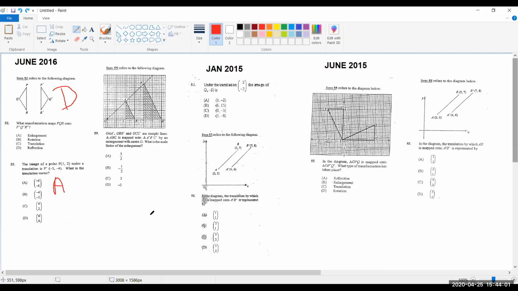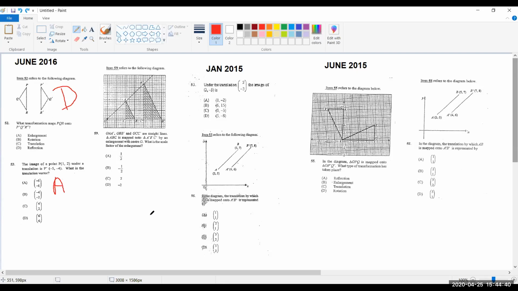So let's look at number 59. What is the scale factor of enlargement? So we went from 1 block to 2 blocks, from C to B, and then from C to A, we went from 2 blocks to 4 blocks. So can you all determine what is the scale factor there? 2. Yeah. Well, we can't tell for sure if it's positive or negative.